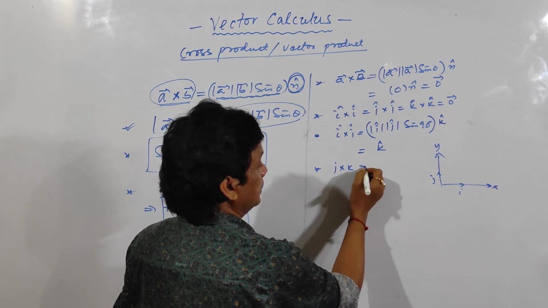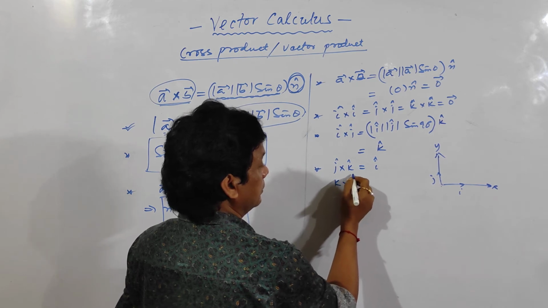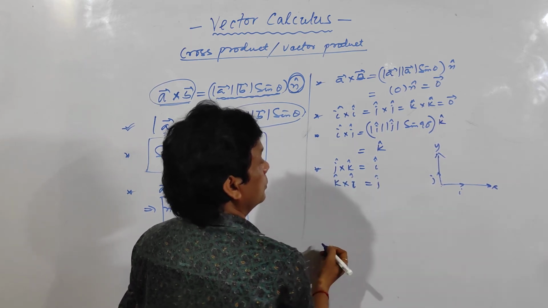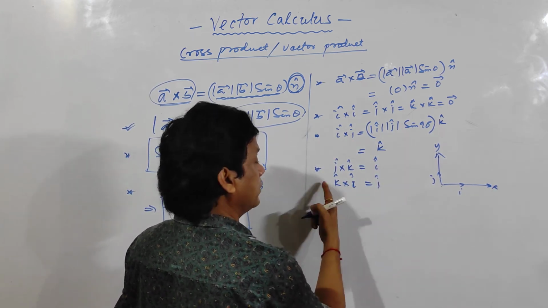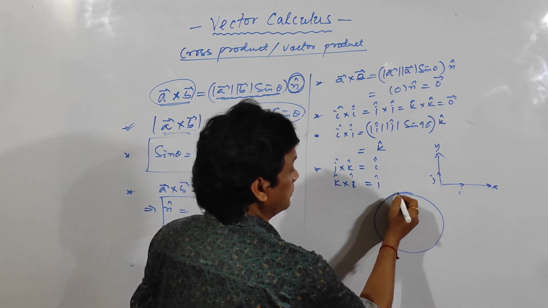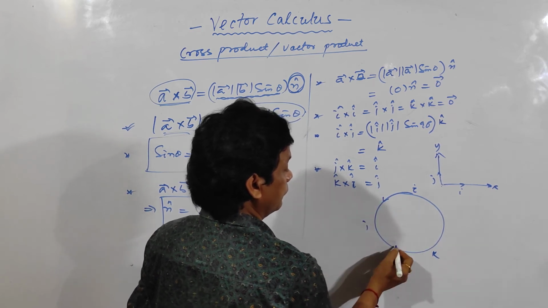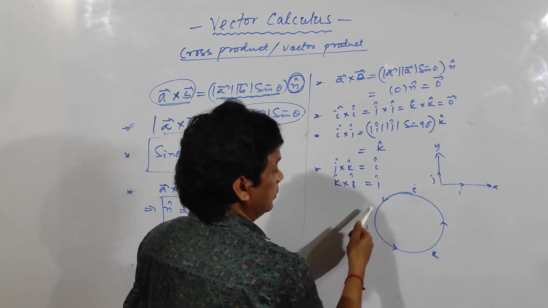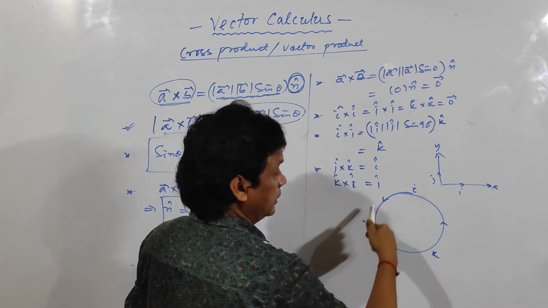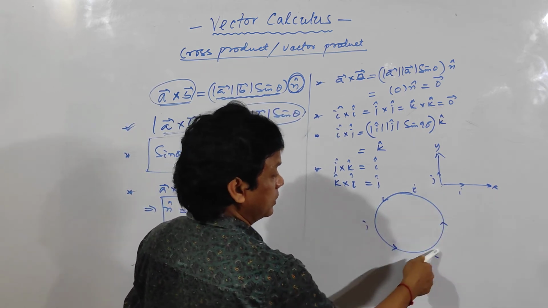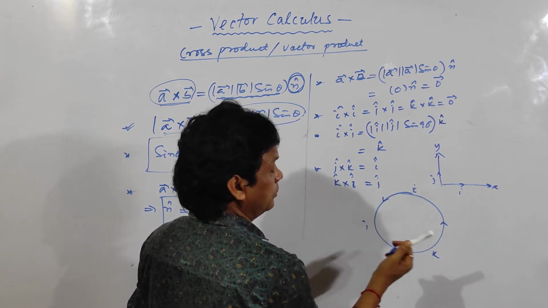Similarly, j cross k is equal to i, by the same process. And k cross i is equal to j. And if I say j cross i, it is minus k. j cross k is i, but k cross j is minus i. In order to remember this, I can take it like this: i, j, k. That means i cross j is equal to k, j cross k is equal to i, k cross i is equal to j. If you take the opposite direction, that means clockwise, it becomes negative. That means i cross k is equal to minus j, k cross j is equal to minus i, and j cross i is equal to minus k.